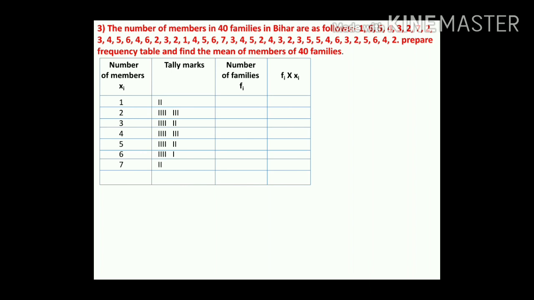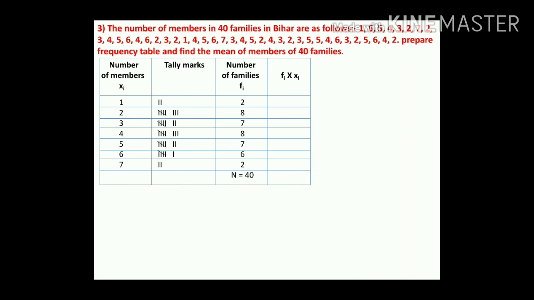Now in the next column, frequency. Here we write 2, 8, 7, 8, 7, 6, 2. Okay. Now the total of frequency is denoted by N. So what is the total of frequency? 40.